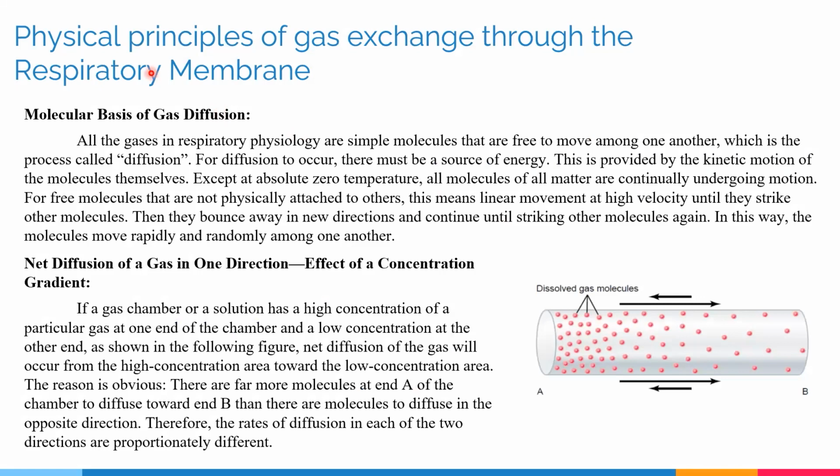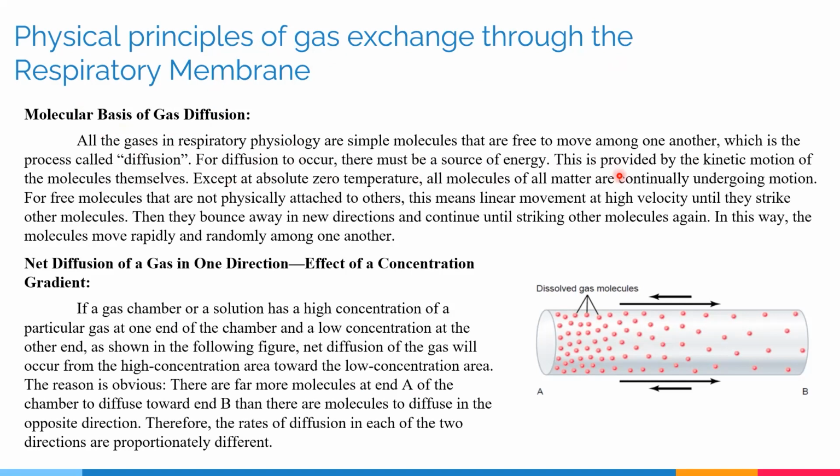Next, we'll look into the physical principles of gas exchange through the respiratory membrane. The first is the molecular basis for gas diffusion. All the gases in respiratory physiology are simple molecules that are free to move among one another, which is the process called diffusion. For any kind of movement to occur, there must obviously be a source of energy.